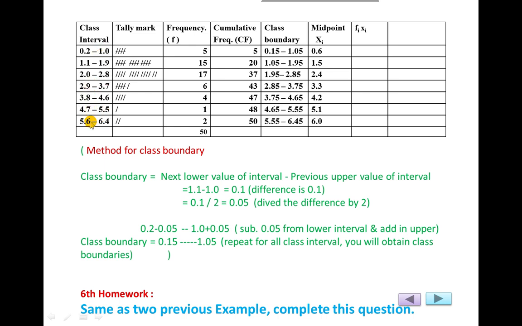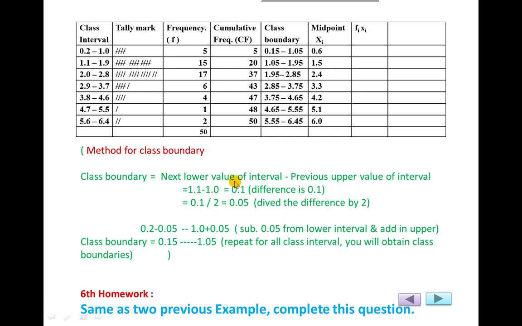You will obtain the class interval. And tally marks, same as previous: count each observation, represent each observation one by one by tally marks, and then count how many observations will be the frequencies, and cumulative frequencies is same as previous. And now class boundaries. If the class interval is wrong, the class boundary will be wrong. The procedure of class boundary is the same as the previous.